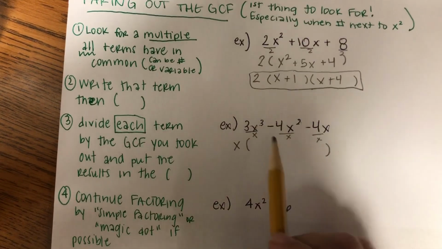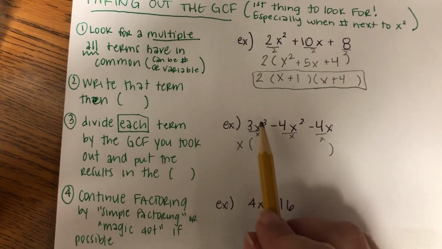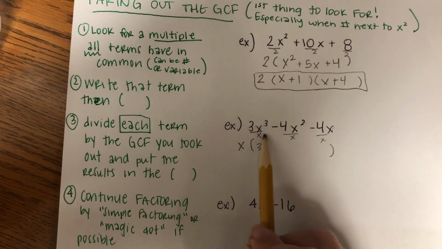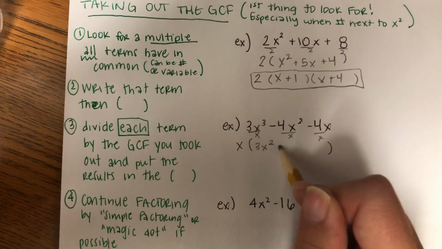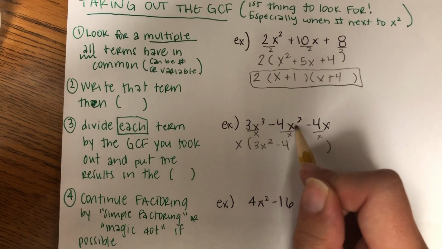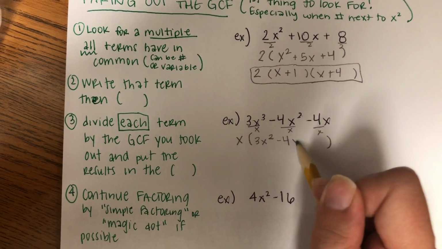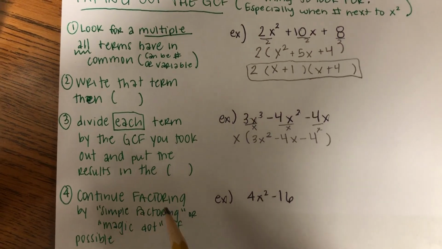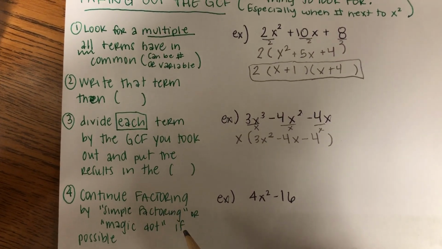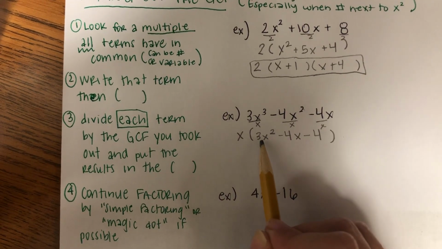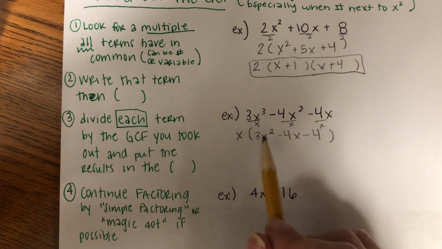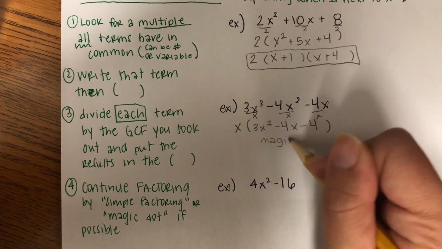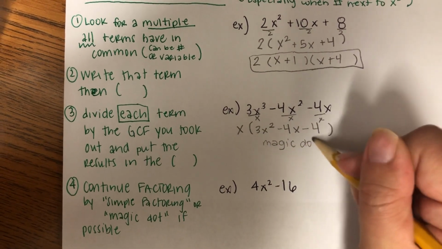All right, so 3x cubed divided by x leaves me with a 3. And if we follow exponent rules, 3 minus 1 is 2, so 3x squared. Next one, I'm left with a negative 4. So this is x squared divided by x. That leaves me with 1x. And in the last case, I'm left with no x's. Now at this point, it says continue factoring by simple factoring or magic dot if possible. So there is a number next to x squared. So I cannot do simple factoring. So I'm going to do the magic dot method, which I refer to in the next video.